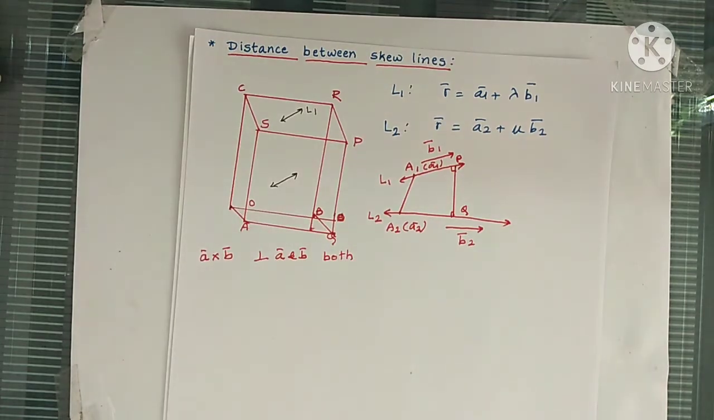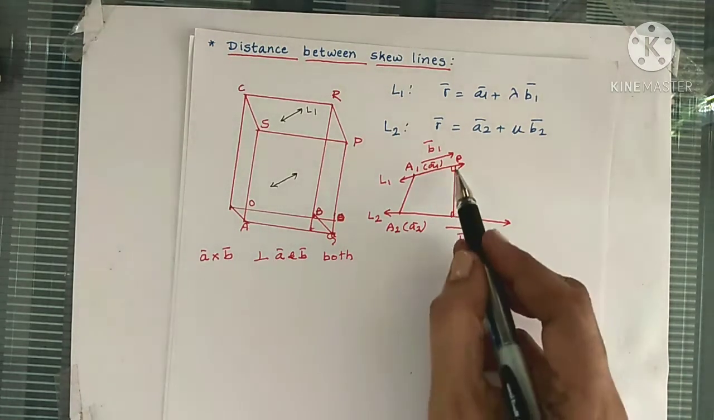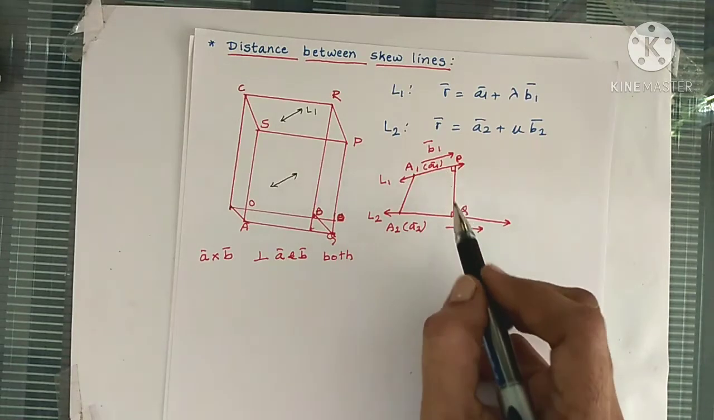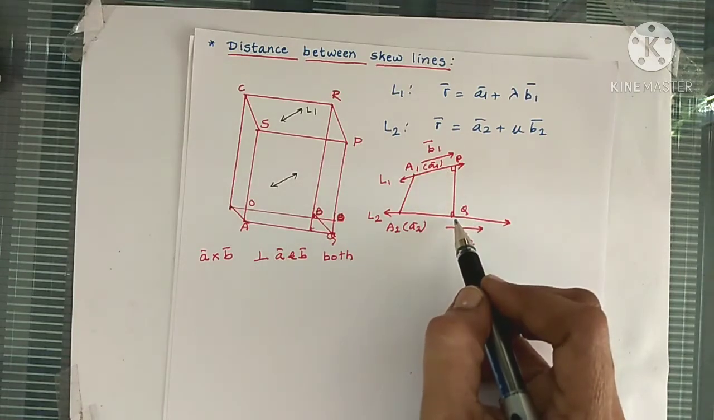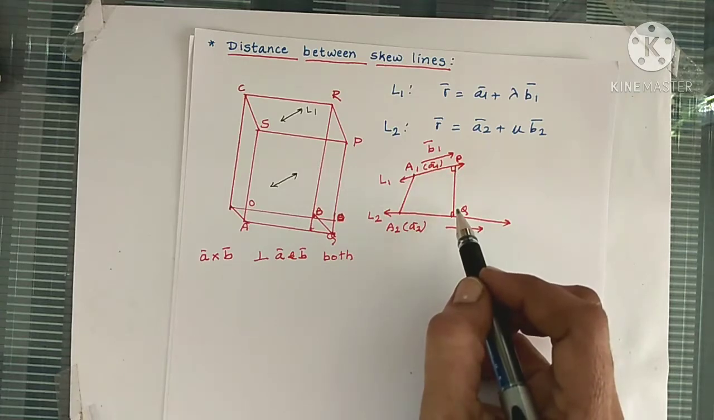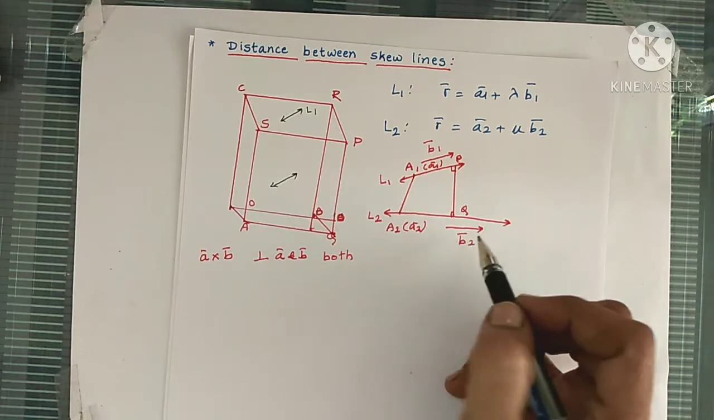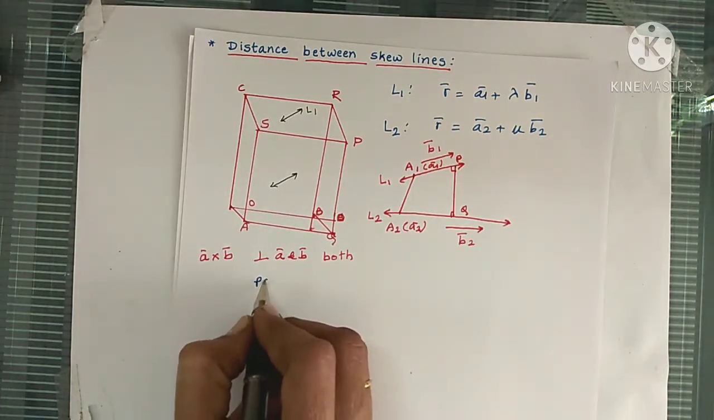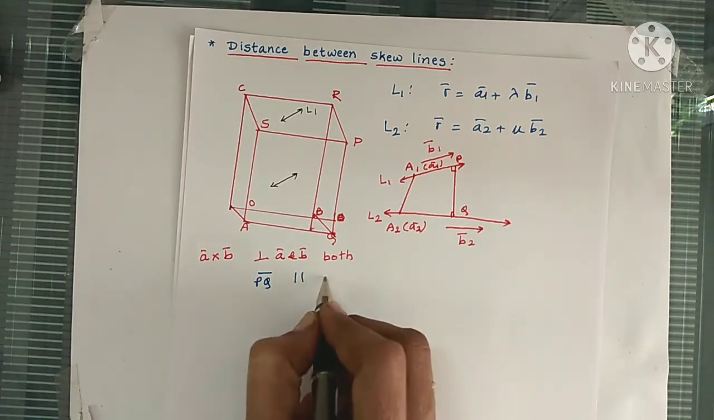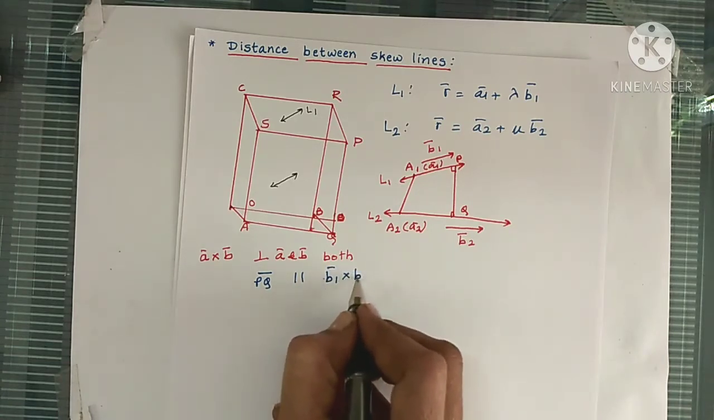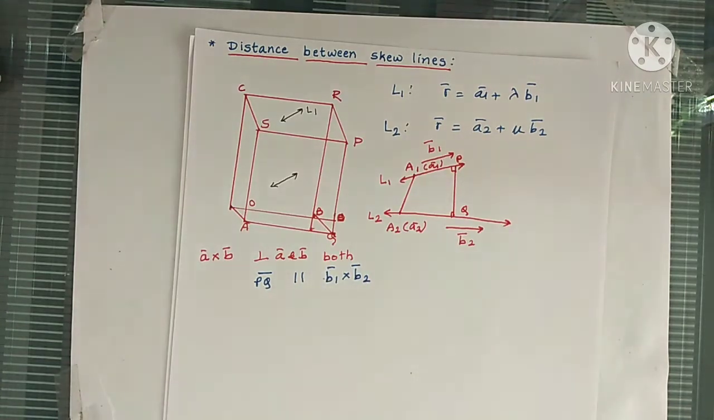And we have taken this vector PQ perpendicular to line L1 and perpendicular to line L2. So PQ is perpendicular to both the lines. That means PQ is perpendicular to b1 bar and b2 bar. That means PQ bar is parallel to b1 bar cross b2 bar, as b1 bar cross b2 bar is perpendicular to b1 bar and b2 bar both. Therefore, PQ bar is parallel to b1 bar cross b2 bar.